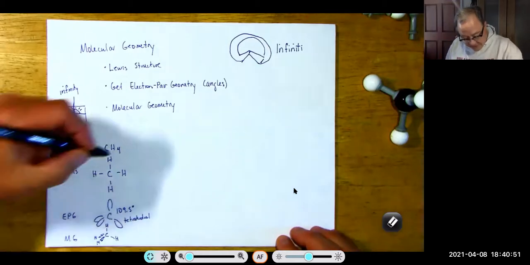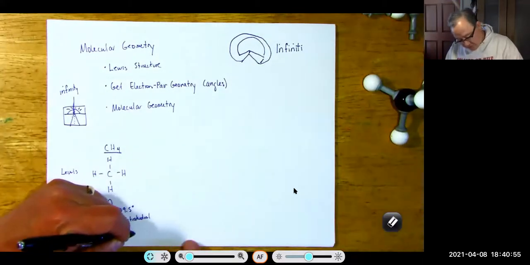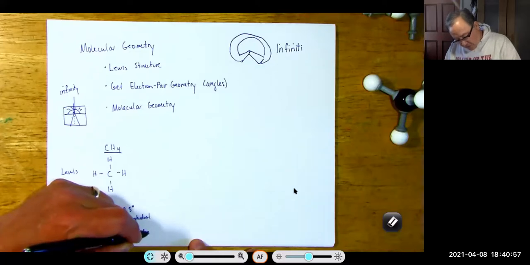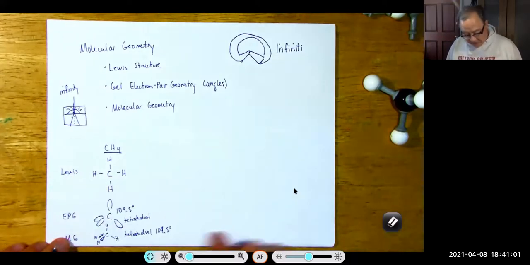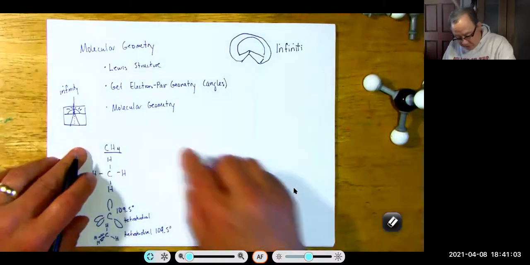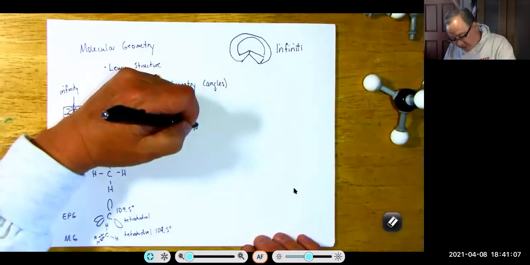Okay, so this is CH4. We call this tetrahedral 109.5, and the angle comes from the electron pair geometry. So now I'm going to do another one here, and I'm going to raise it up a little bit like this. So NH3.